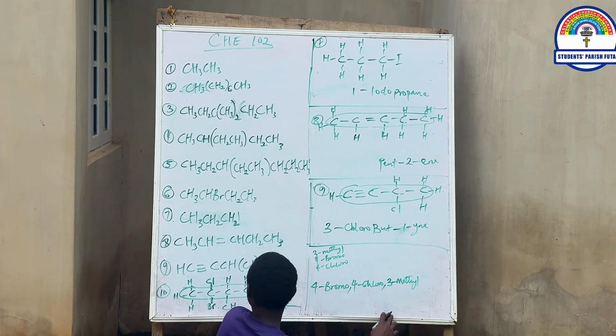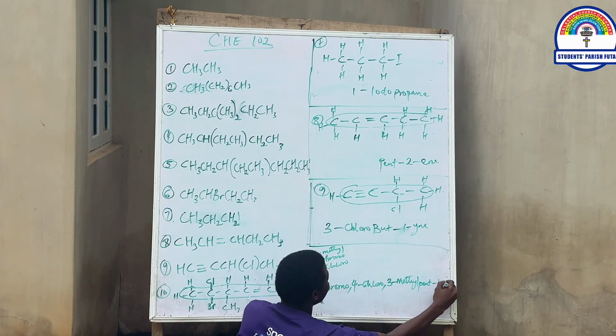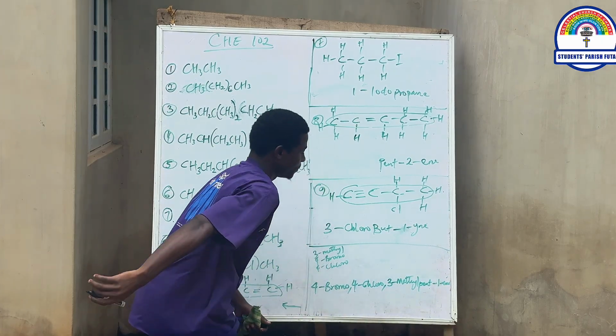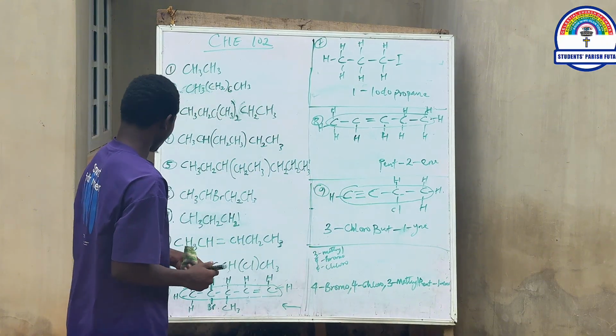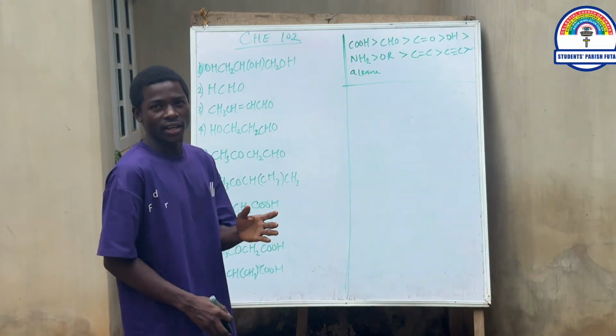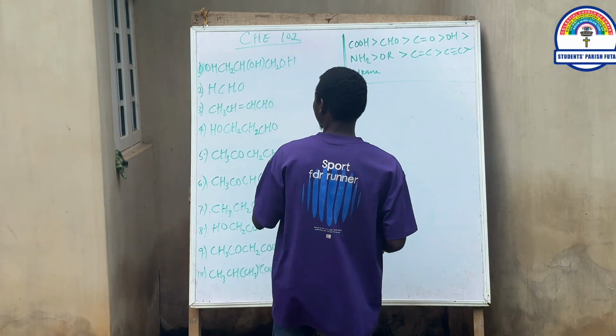Then we go to 1, 2, 3, 4, 5. Pent-1-yne. Capital letter, so pent-1-yne. Are we good to go? That's it. Okay, so these are the set of questions we'll be taking to get a better understanding.